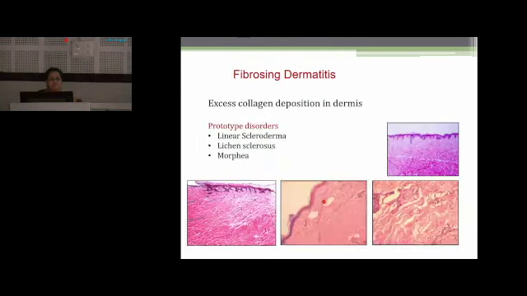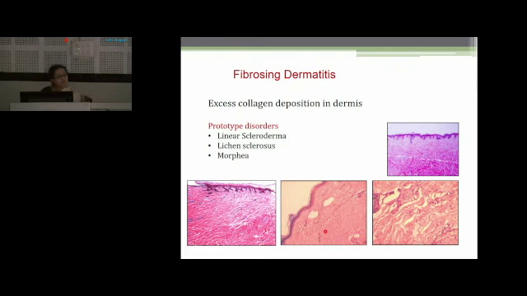In fibrosing dermatitis, excessive collagen deposition is seen within the dermis. Various prototype disorders are linear scleroderma, sclerosis, and morphea. If it is inflammatory injury, it is preceded by granulation tissue. But in autoimmune diseases, it is sclerosis and it will not be preceded by granulation tissue. Special stains like Masson trichrome can be done for confirmation of this.